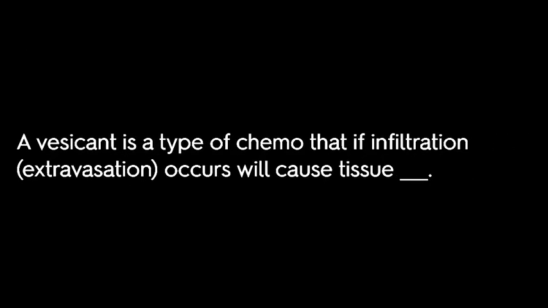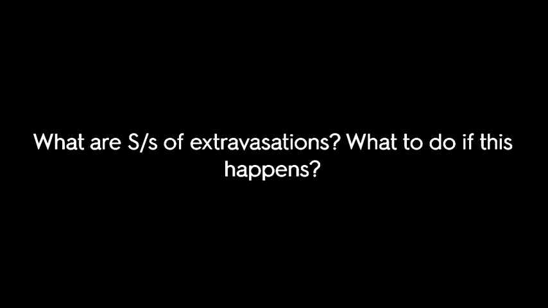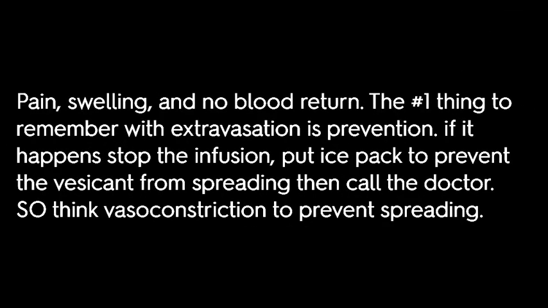A vesicant is a type of chemo that if infiltration occurs will cause tissue blank. Necrosis. What are SS of extravasations? What to do if this happens? Pain, swelling, and no blood return. The number one thing to remember with extravasation is prevention. If it happens, stop the infusion, put an ice pack on to prevent the vesicant from spreading, then call the doctor. So think vasoconstriction to prevent spreading.